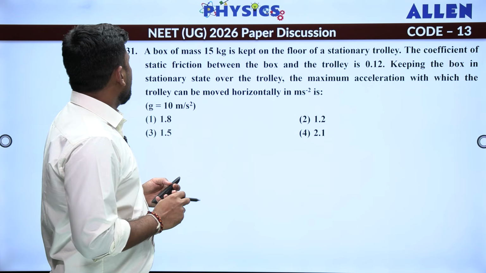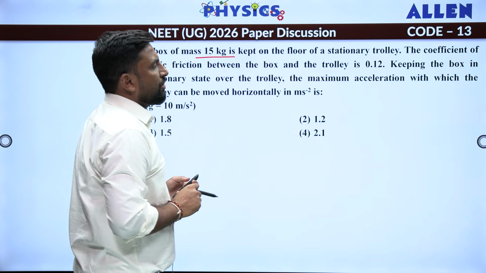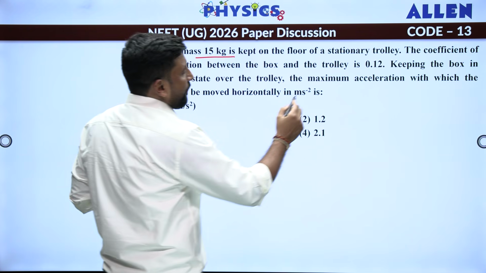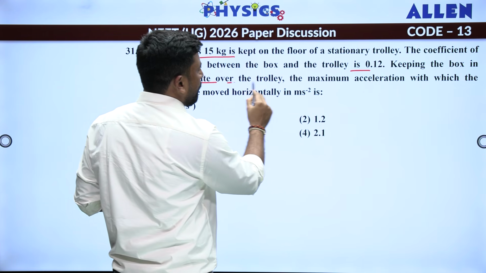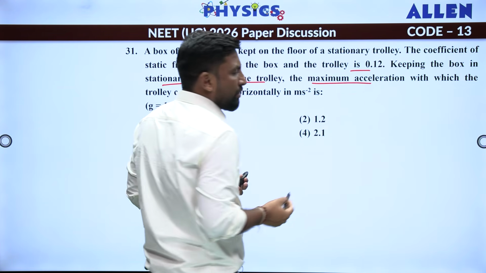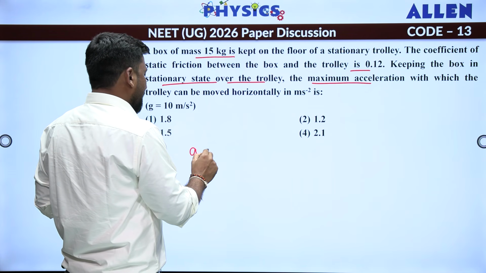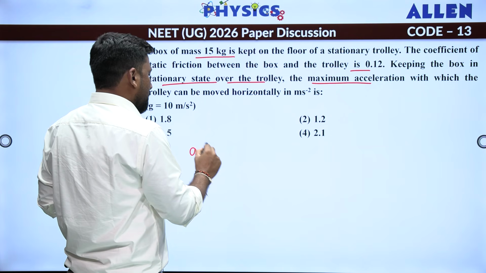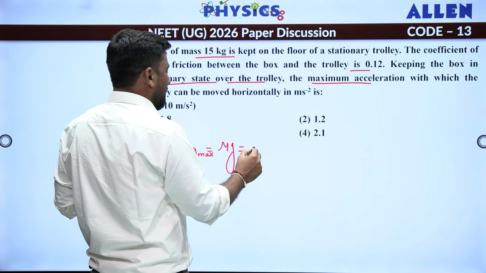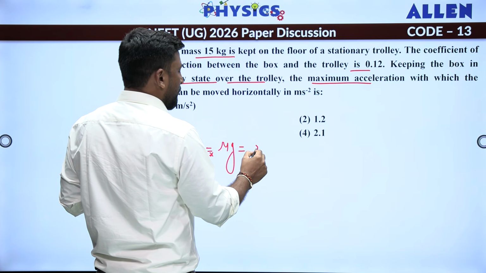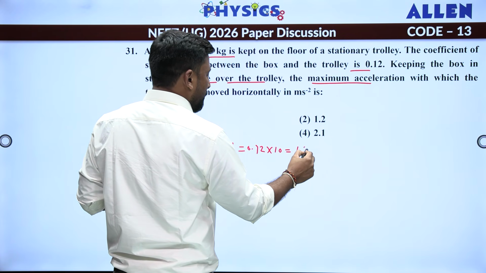Now let's move to question number 31. They are saying a block of mass 15 kg is kept on the floor of a stationary trolley, and they are giving the friction coefficient. Keeping the box stationary at rest with respect to the trolley, they are asking what is the maximum acceleration possible? Again, it's a very standard question. All of you know that the maximum acceleration for this to be at rest is mu g. So just multiply that. Mu is 0.12, given here, and multiply with 10, you will get 1.2.